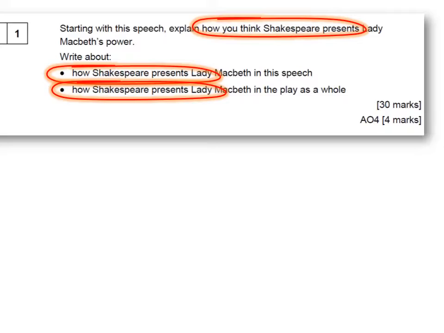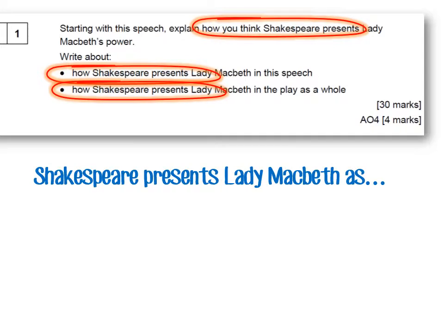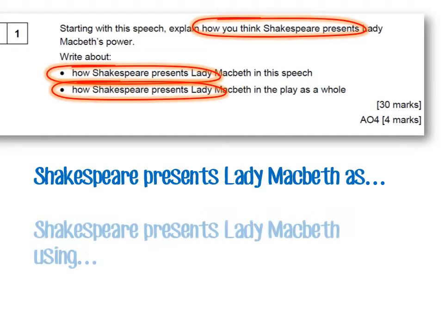Lady Macbeth is not a real person. There was a historical Lady Macbeth, but she was not like this. It's about how Shakespeare has invented her on stage, how he's created her. So make sure in your answer that paragraphs begin with phrases like, well, Shakespeare presents Lady Macbeth as. So Shakespeare is doing this. She's not a real person. Or Shakespeare presents Lady Macbeth using emotive language, imagery, powerful verbs, whatever it is you want to focus on.